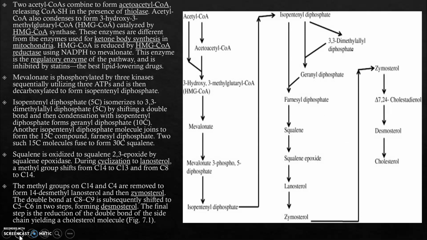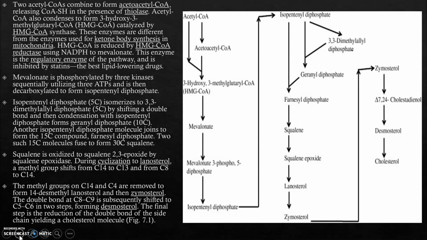Two acetyl-CoAs combine to form acetoacetyl-CoA, releasing CoA-SH in the presence of thiolase. Acetoacetyl-CoA also condenses with acetyl-CoA to form 3-hydroxy-3-methylglutaryl-CoA, which is your HMG-CoA, catalyzed by HMG-CoA synthase. These enzymes are different from the enzymes used in the ketone body synthesis in mitochondria.